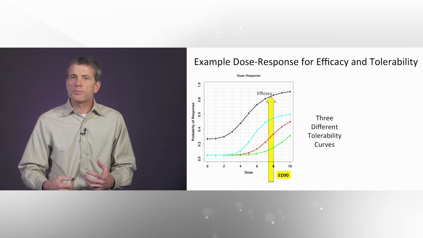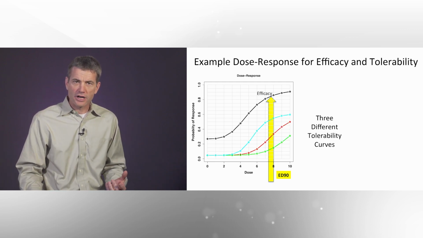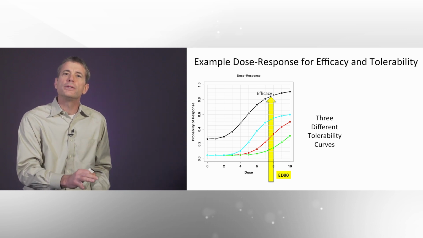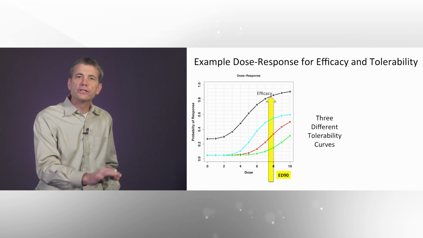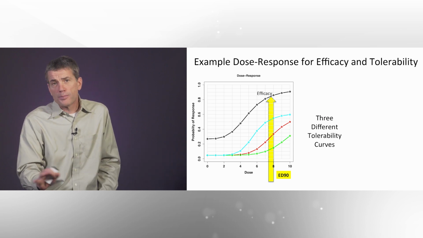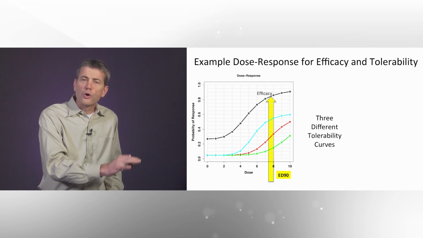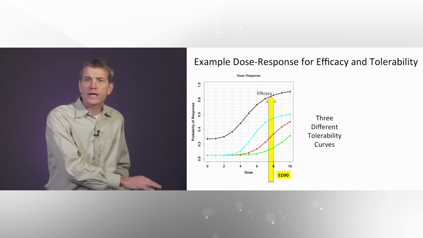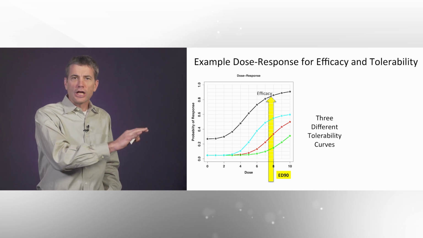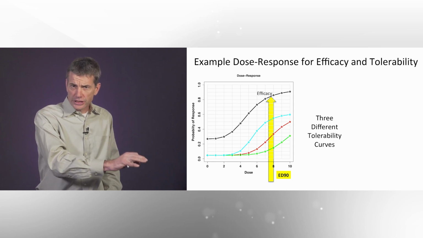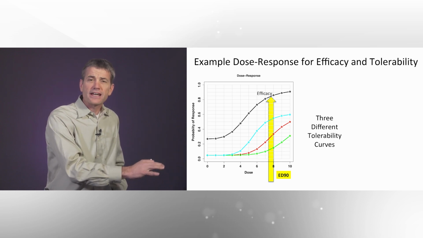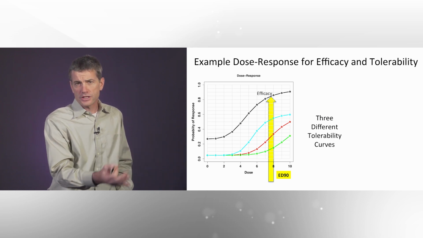So let's look at potential tolerability curves. I've added here 3 different colored curves that represent the probability of a tolerability issue that arises. In this example, it's easy to think about being overly fatigued the next morning after taking that particular treatment. There's a blue curve here and a green curve here and a red curve here representing the 3 different levels that could be for the different doses.